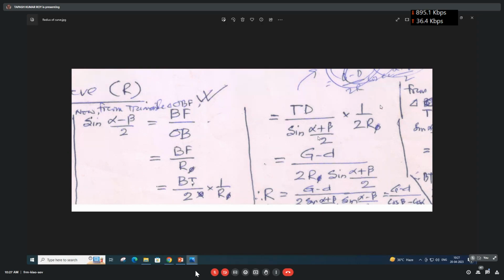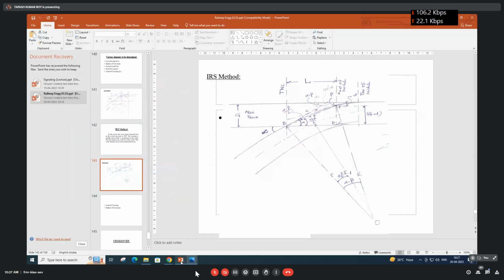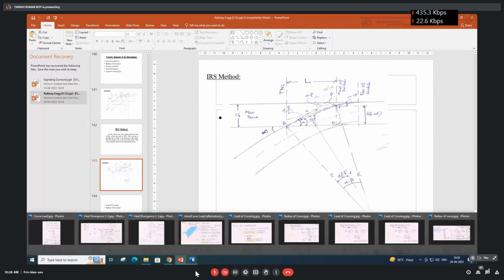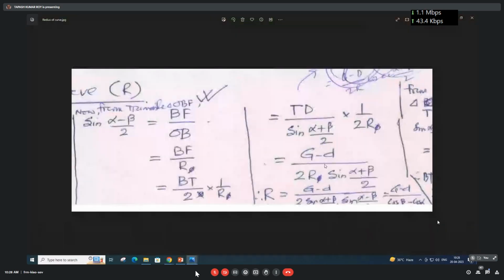So to get 1 by R. Now TD equals G minus D. Again we come here: the total is G and this portion is D, that is the heel divergence, which we determined in the case of Pull's method. This small d is the heel divergence, so this portion is G minus D.